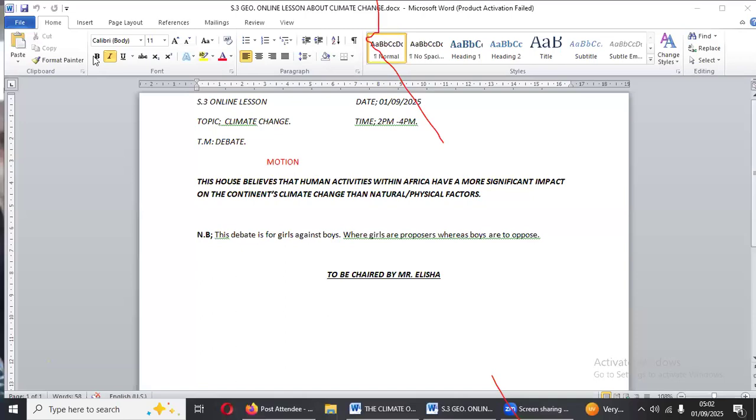know that Africa contributes less than 4% of the global greenhouse gas emission? How does it come? Do you know that our industries are few in Africa? Do you know that we have fewer vehicles than the developed countries? Now, what does it call for?